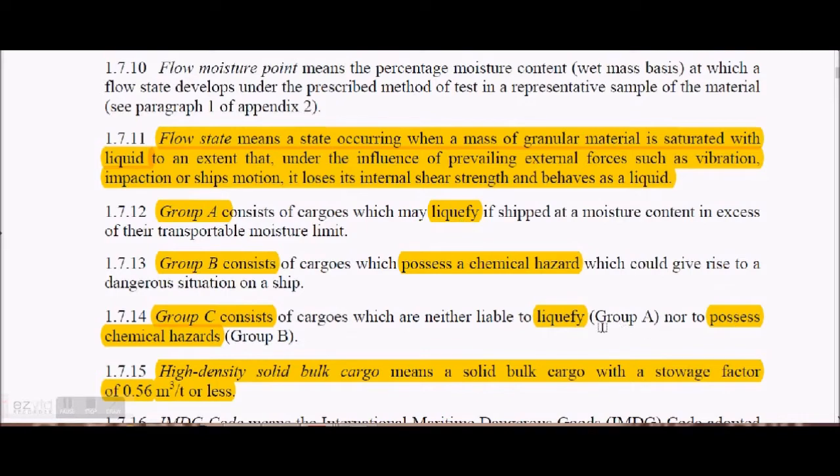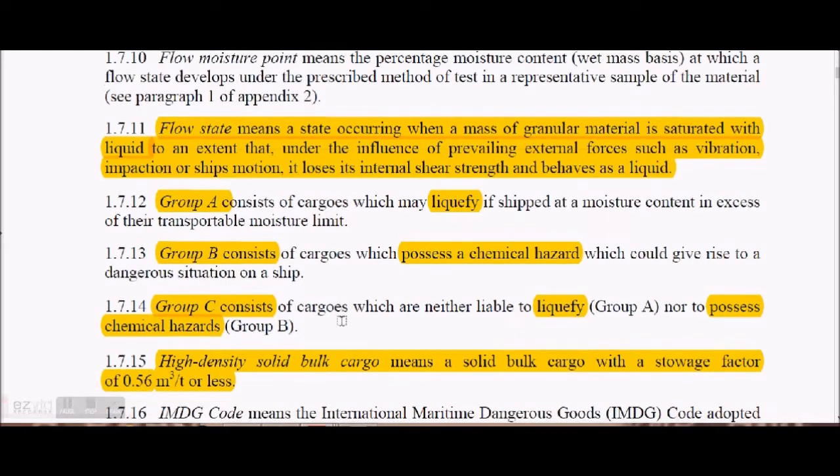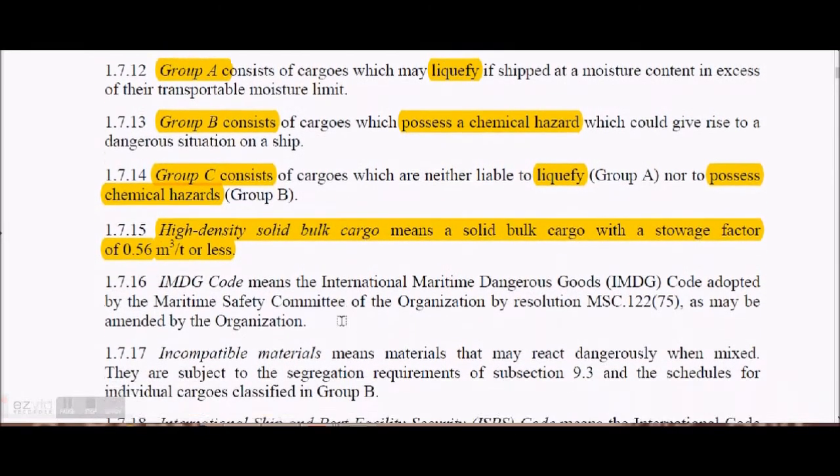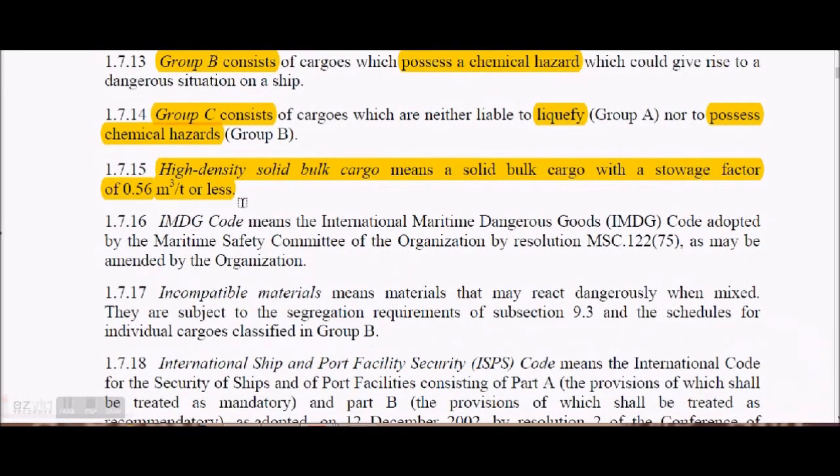High density solid bulk cargo. High density solid bulk cargo means a solid bulk cargo with a stowage factor of 0.56 or less. So it includes 0.56, that is 0.56 meter cube per ton or less. So this one is also important.